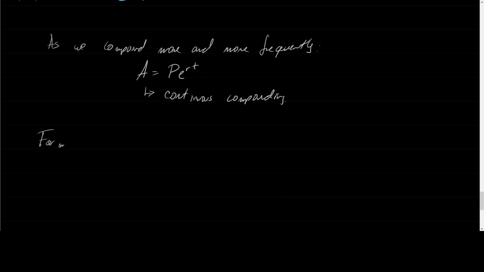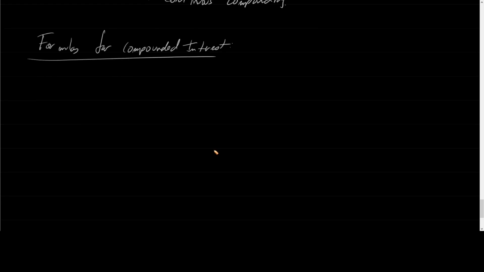So formulas for compounded interest. And they are as follows. So for n compoundings per year, we use A is equal to P times (1 plus R over N) to the NT, where T is in years, N is the number of compoundings, and R is a percentage, the interest rate.